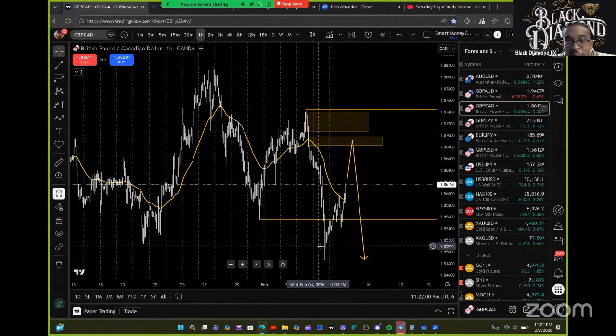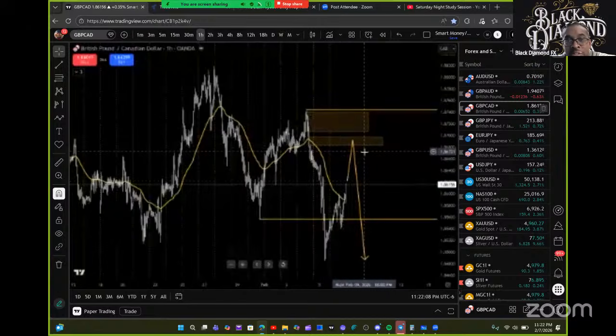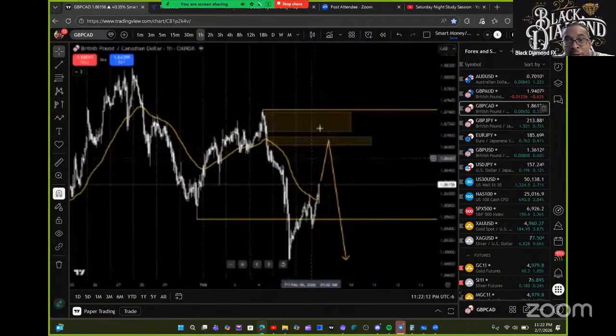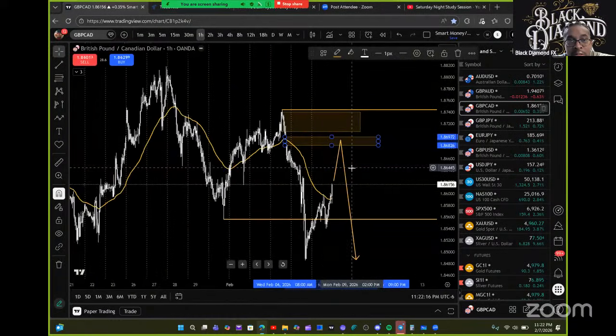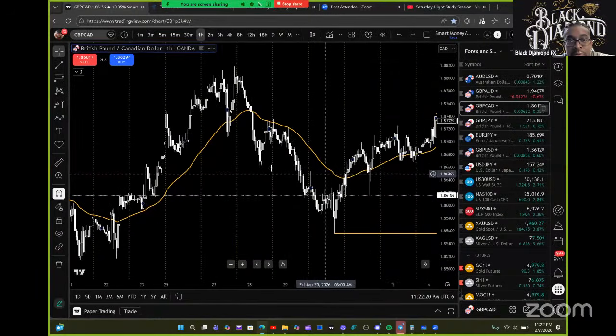We're currently in correction. We done found our areas of interest, our internal range liquidity. So now it's just a waiting game. We're waiting for the price to come up, give us our entry, and then come down. That's all we're waiting for on that.